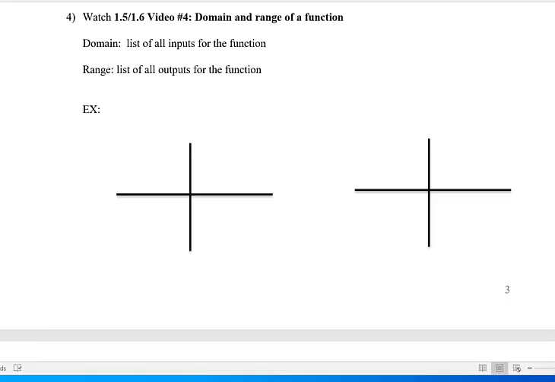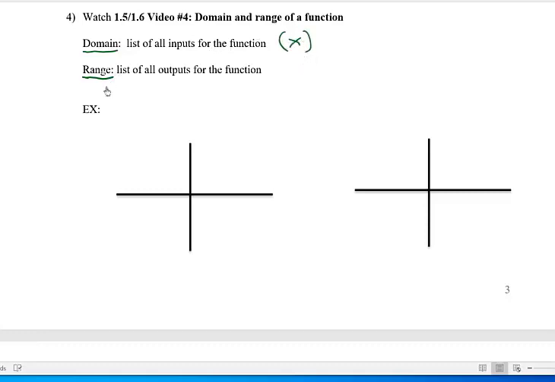This is video number 4 for sections 1.5 and 1.6, the domain and range of a function. So this will be brief, just one last concept related to functions. Every time you talk about a function, you can always talk about its domain, and you can always talk about its range. The domain simply refers to a listing of all of the inputs ever associated with that function. In other words, all of the x values.